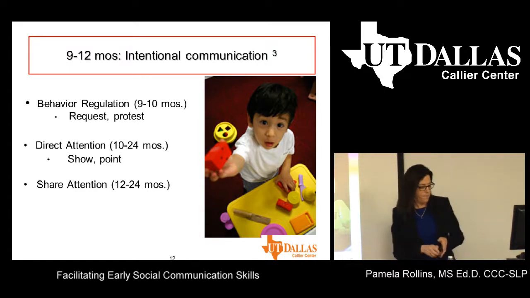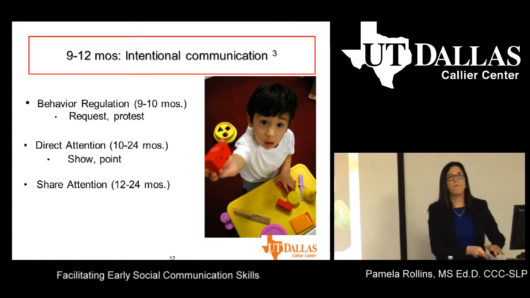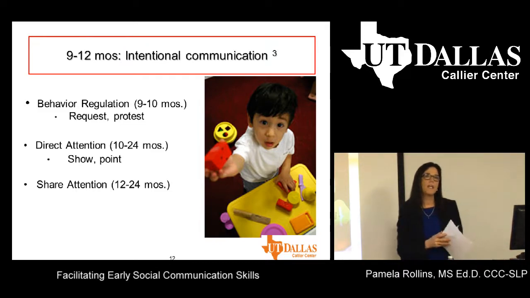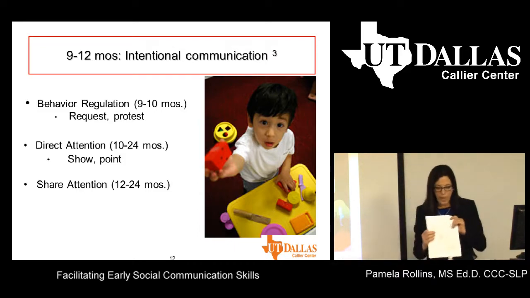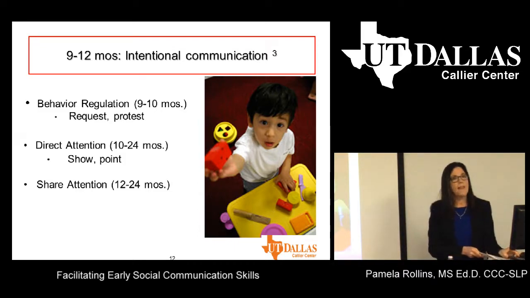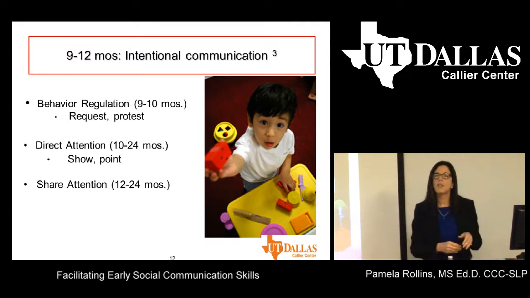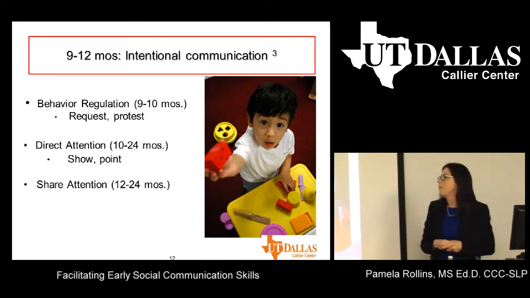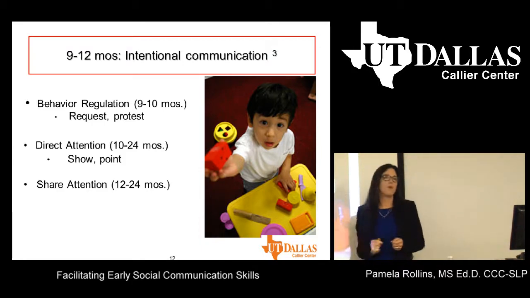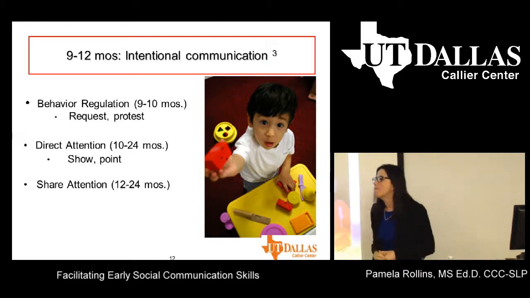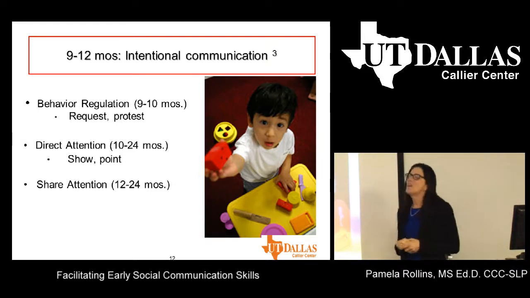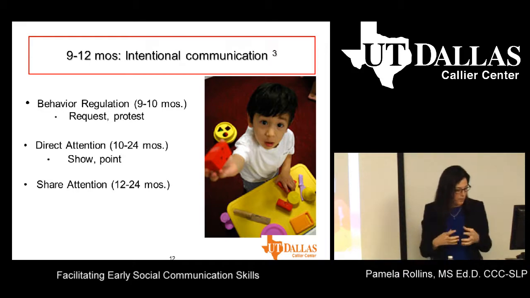The next strand of the model is intentional communication. At about 9 to 10 months old, babies become intentional. At this point, they have nonverbal communication, but they do several things. They can influence others' behaviors by requesting and protesting. So we've all seen babies do conventional requests. So they can influence others' behaviors.